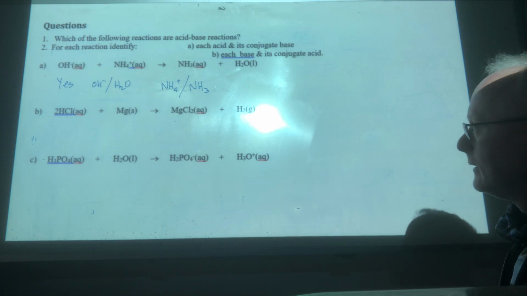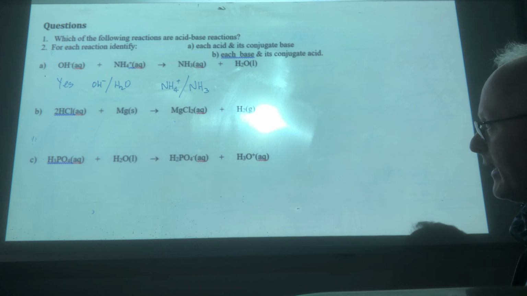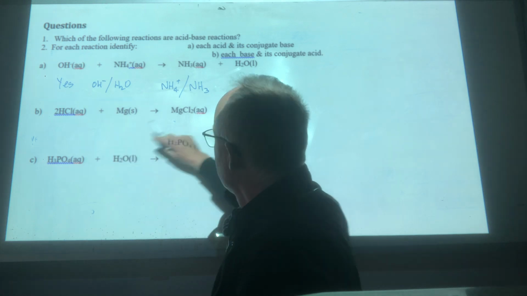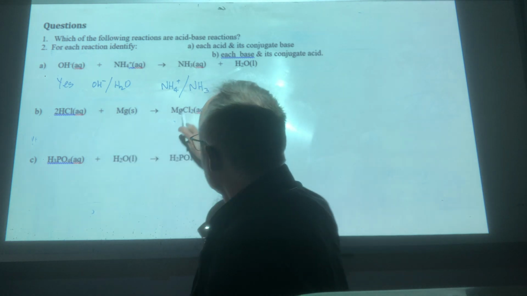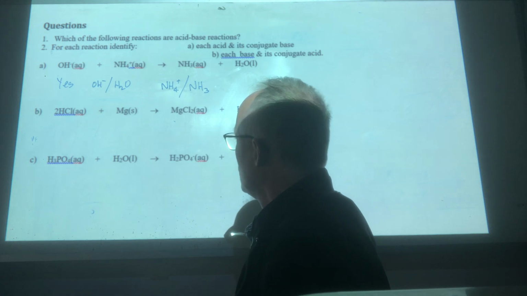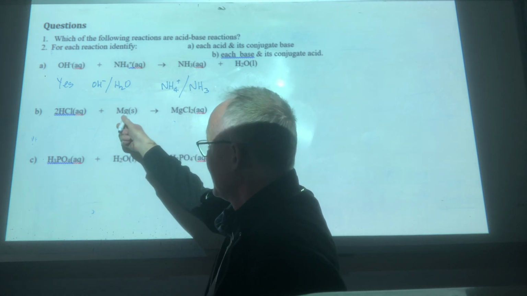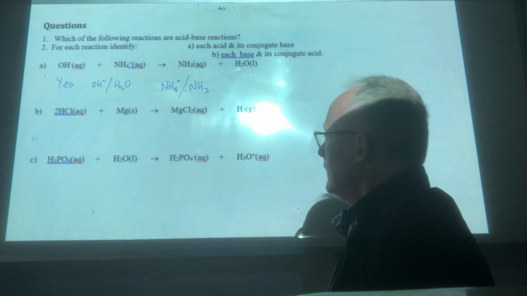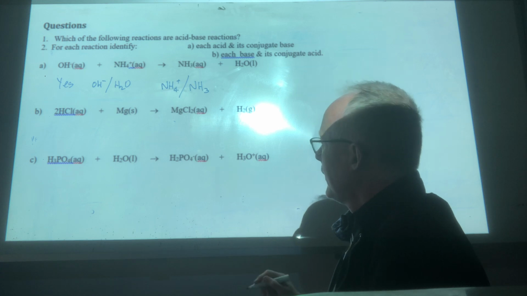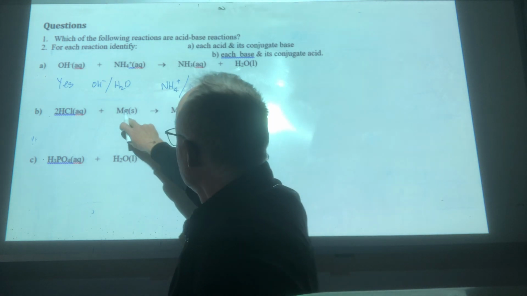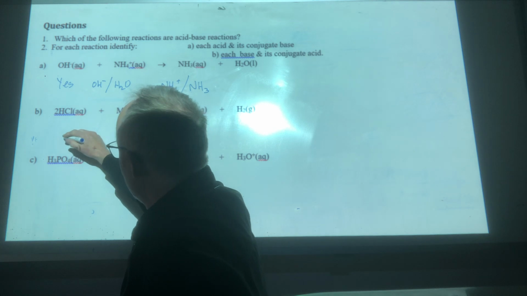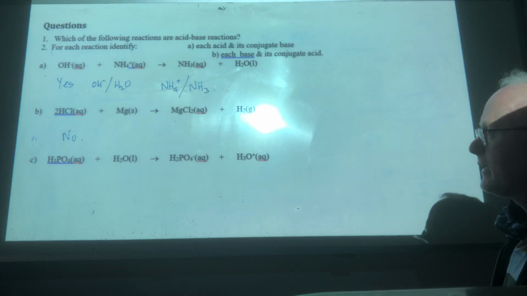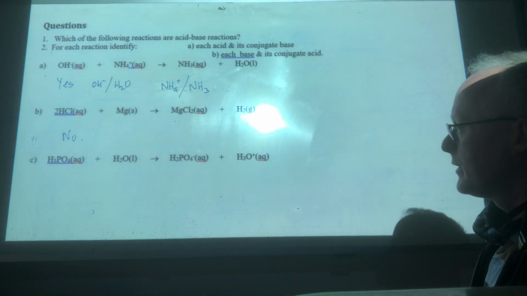Second, is this an acid-base reaction? So does HCl lose a proton? Well, it sort of kind of does, in that HCl ends up as chloride ions in aqueous magnesium chloride, but magnesium doesn't do anything to do with protons. It doesn't gain a proton. In fact, it loses electrons. So since magnesium doesn't act as an acid or a base, this is not an acid-base reaction. We can't identify conjugate pairs in this question.